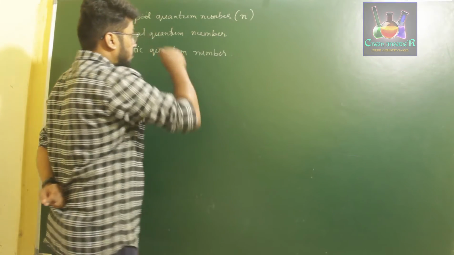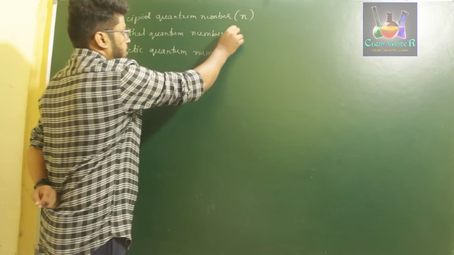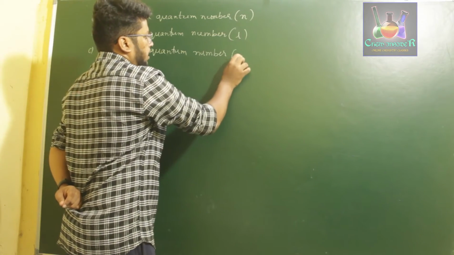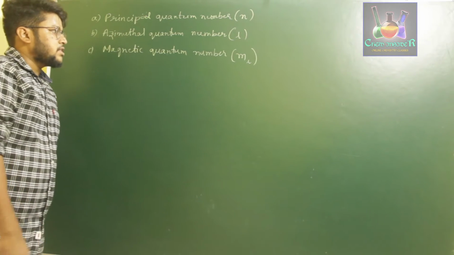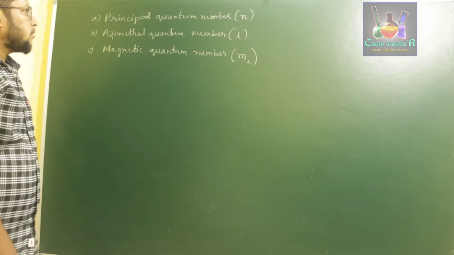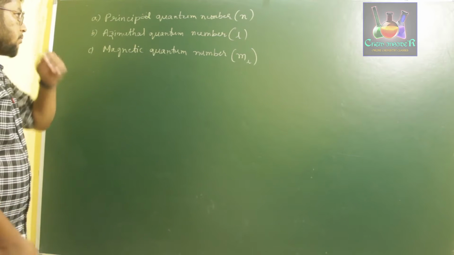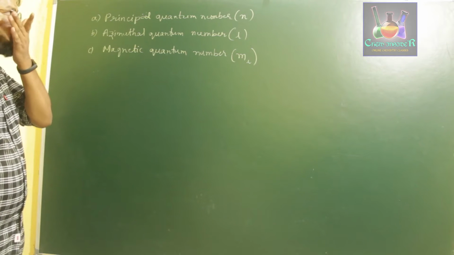So we had these 3 quantum numbers in our quantum model, where the principal quantum number is denoted by the symbol n, the azimuthal quantum number by the symbol l, and the magnetic quantum number by the symbol m. Now we'll discuss each of them, one after the other. The first one we'll come across is the principal quantum number.